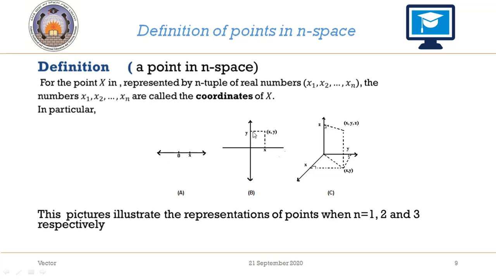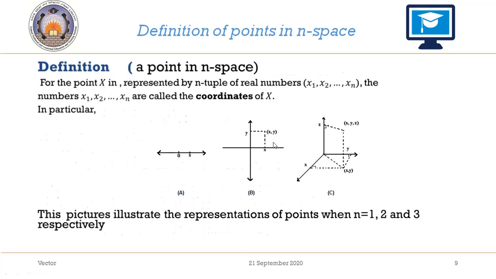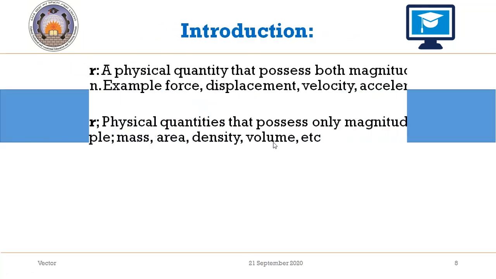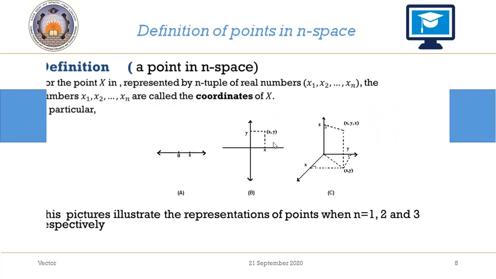When the point contains two coordinates, n equal to 2, then it is represented in the xy plane or two-dimensional space. When the point contains three coordinates, then it is represented in three-dimensional space. X, Y, Z. X is the first coordinate, Y the second coordinate, and Z the third coordinate.